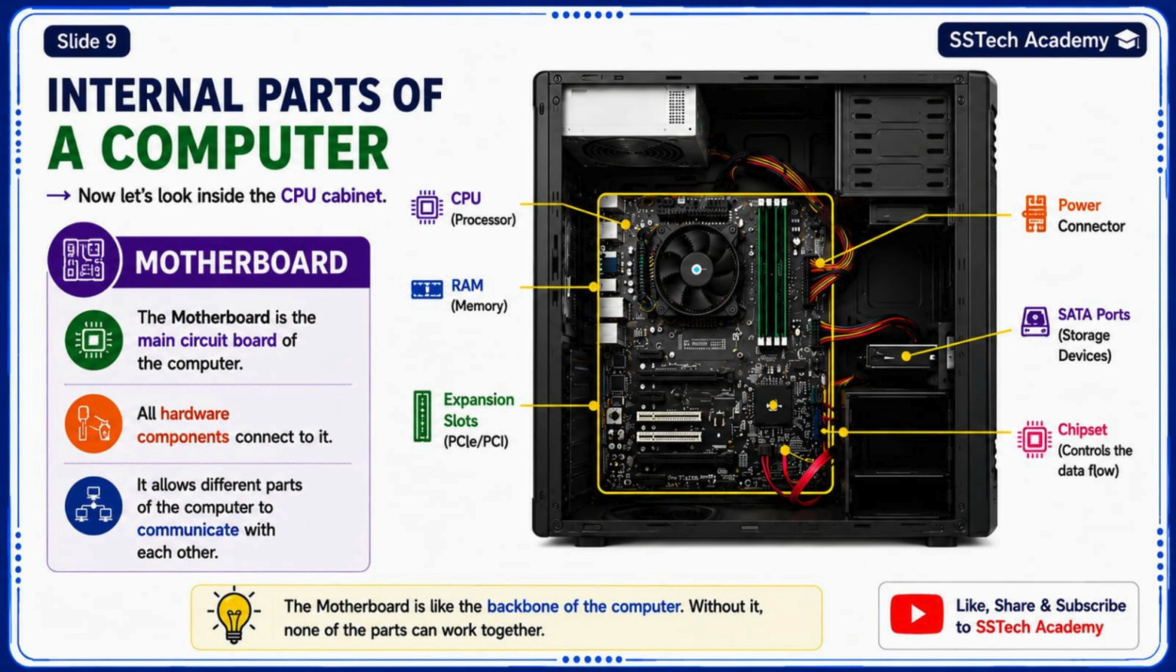Now it's time to look inside the computer cabinet and learn about its internal parts. The most important component is the motherboard. The motherboard is the main circuit board of the computer. It connects different hardware components and allows them to communicate with each other. The motherboard connects important components such as the CPU, RAM, expansion slots, storage devices, and power connections.